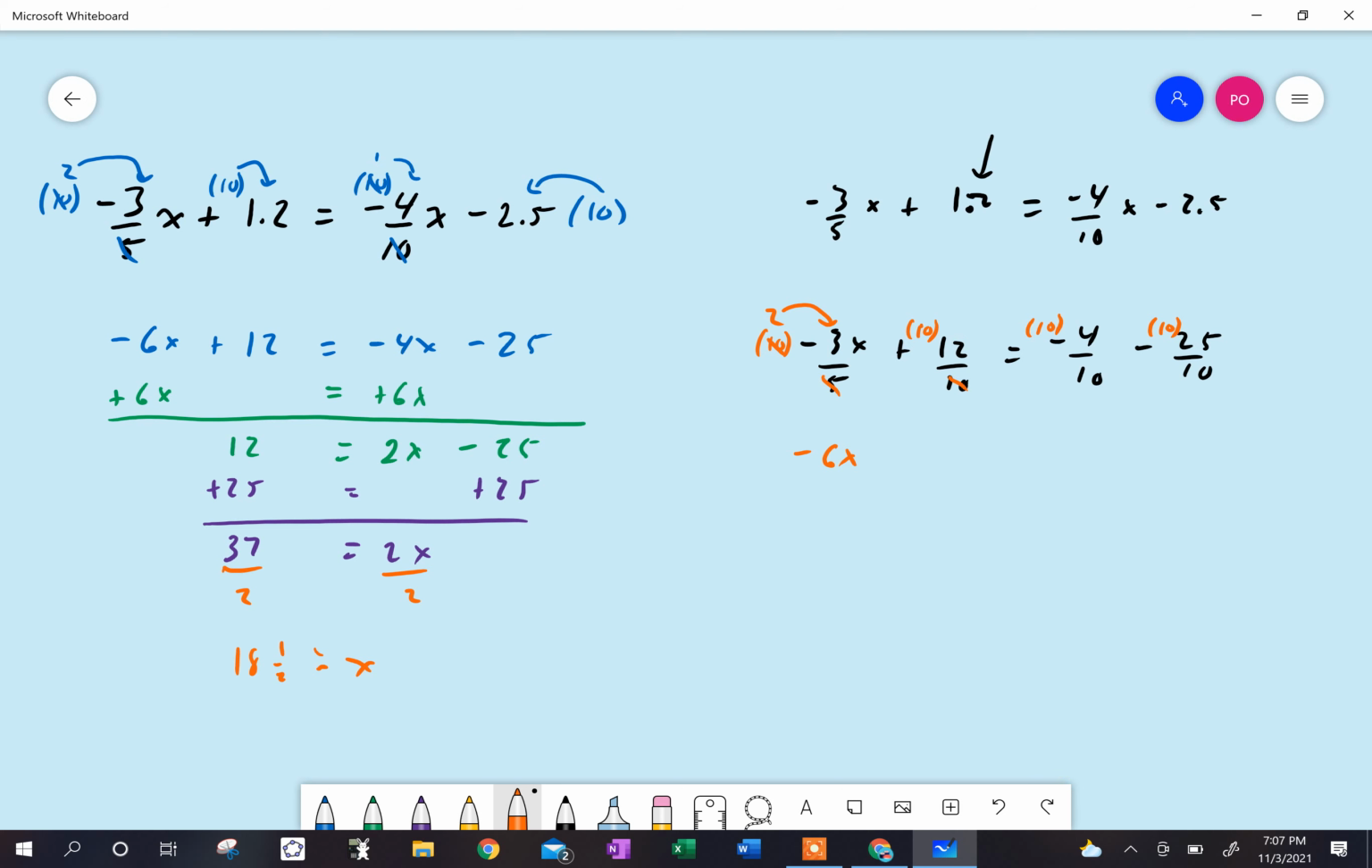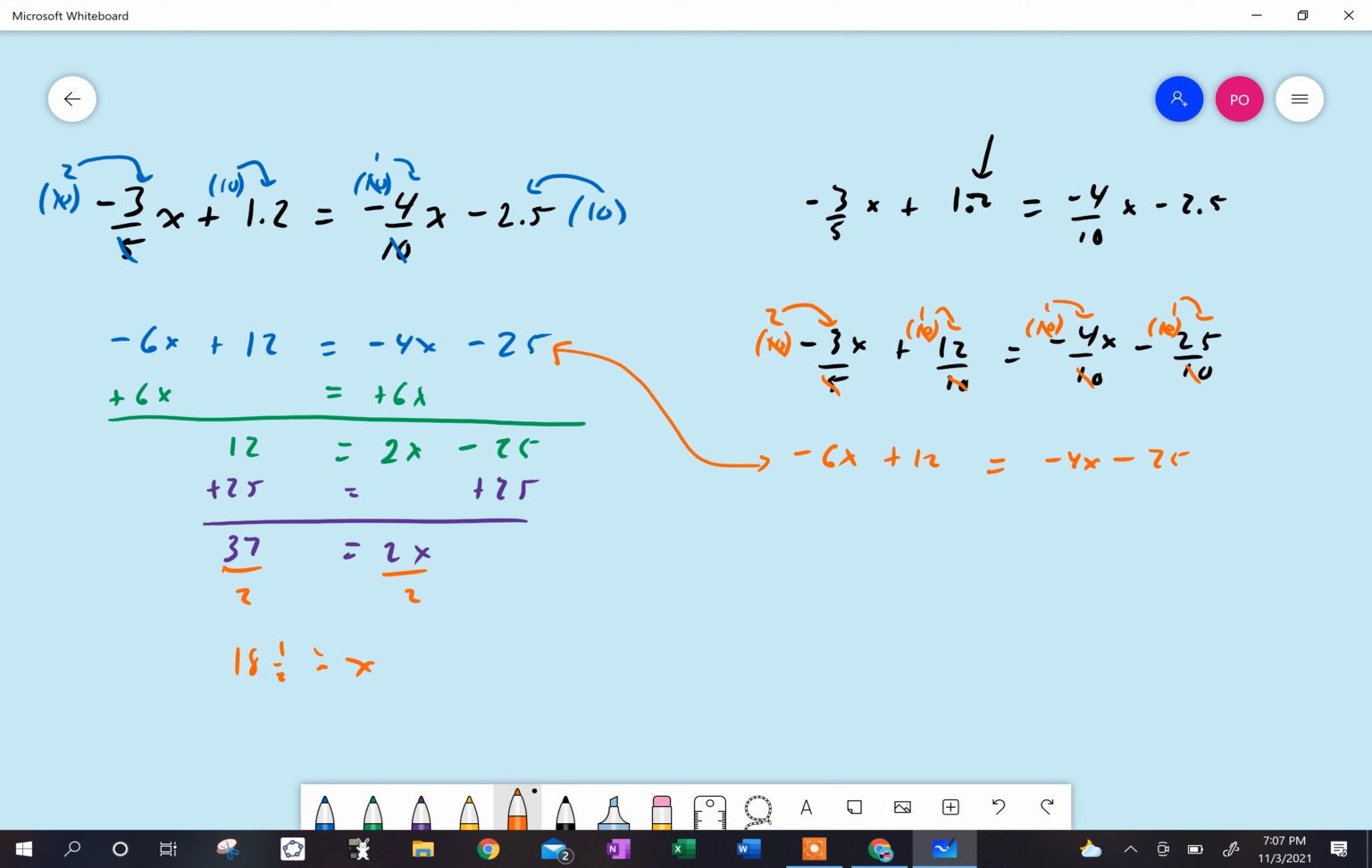10 goes into 10 once. So 1 times 12 is plus 12 is equal to, 10 goes into 10 once, 1 times the negative 4x is negative 4x. 10 goes into 10 once, 1 times the negative 25 is negative 25. And I lost an x along the way. There's supposed to be an x there. And now you can see we are at the same spot as before.